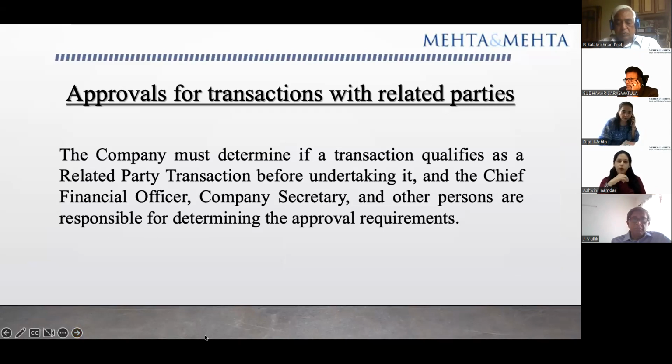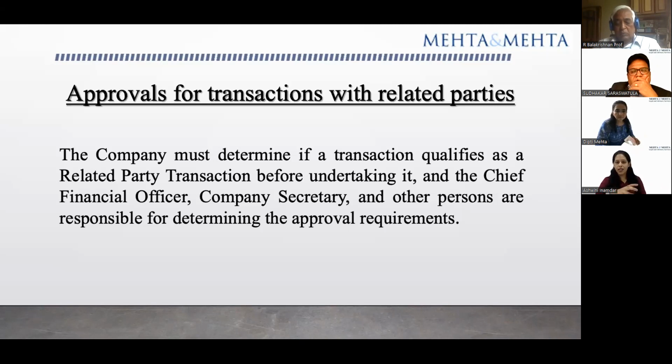So basically approvals for transactions with related party, the management has to decide if that transaction qualifies as a related party transaction, and it is the duty of the company secretary and chief financial officer to determine the approval requirements. As you all know, audit committee may or may not be applicable to all sorts of companies. In that case, board will be the approving mechanism, shareholders would be the approving authorities, and so on and so forth. So each transaction has to be defined, the threshold limits have to be understood, and accordingly the company secretary has to take the transactions to the approving authority.